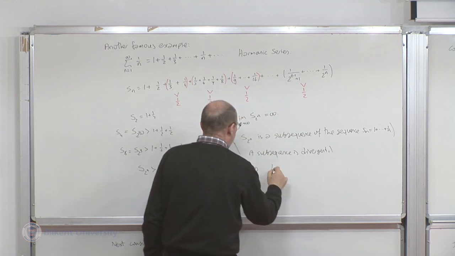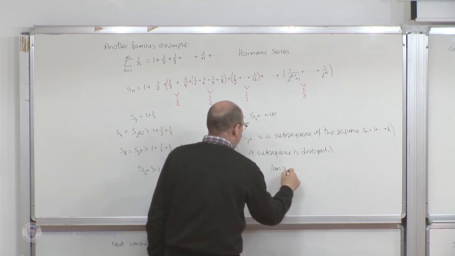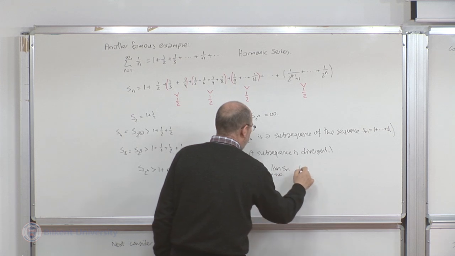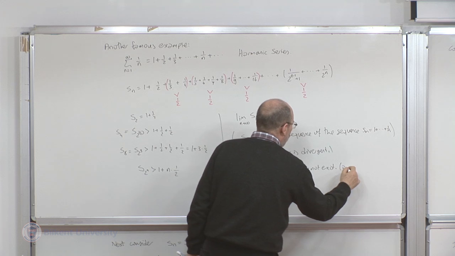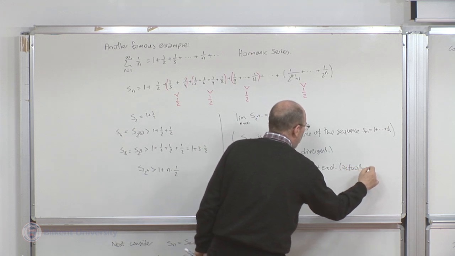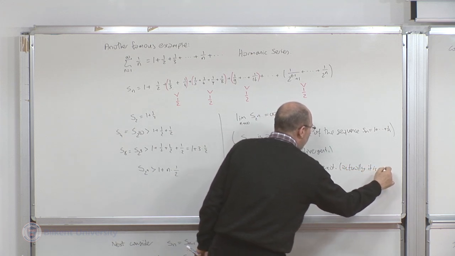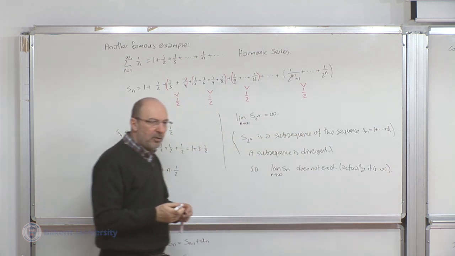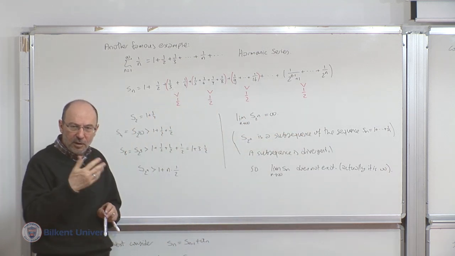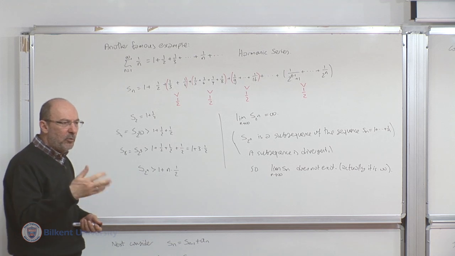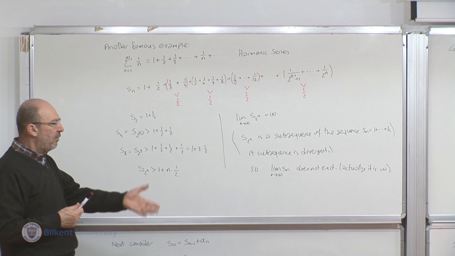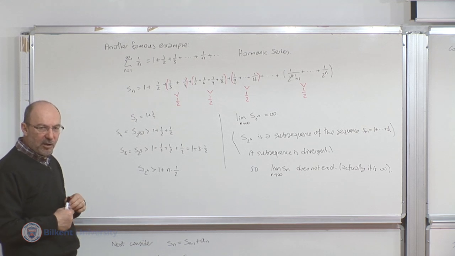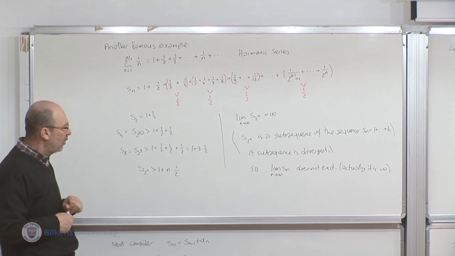So the limit of Sn as n goes to infinity does not exist. Actually, it is infinite, for extra information. Since there are no negative terms, it's not fluctuating. Every time you are adding something, and if you add enough terms, you have added something slightly larger than 1 over 2. So you keep doing this.